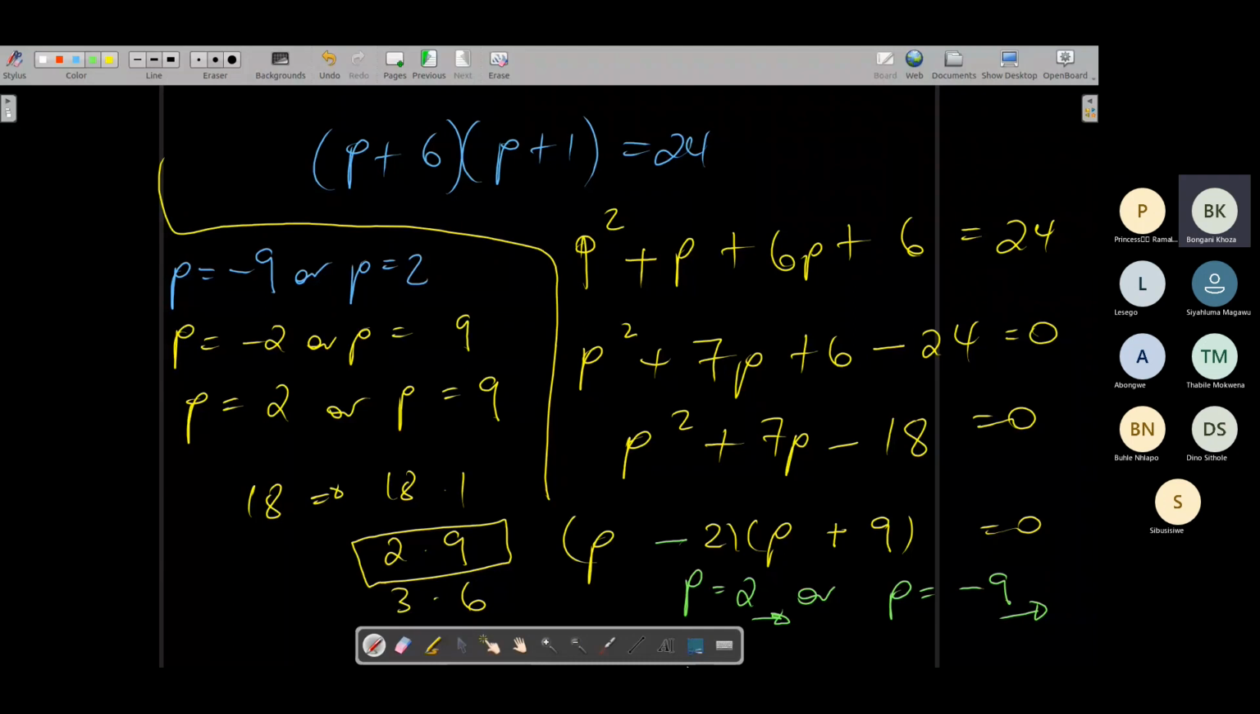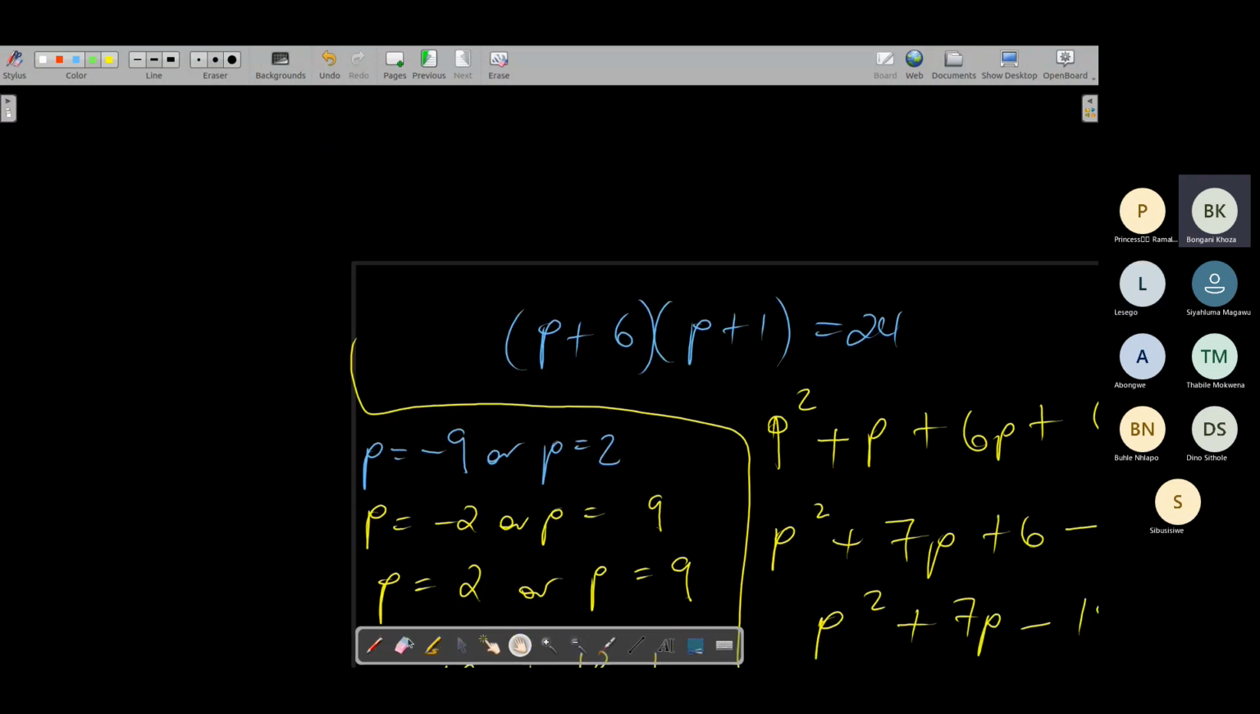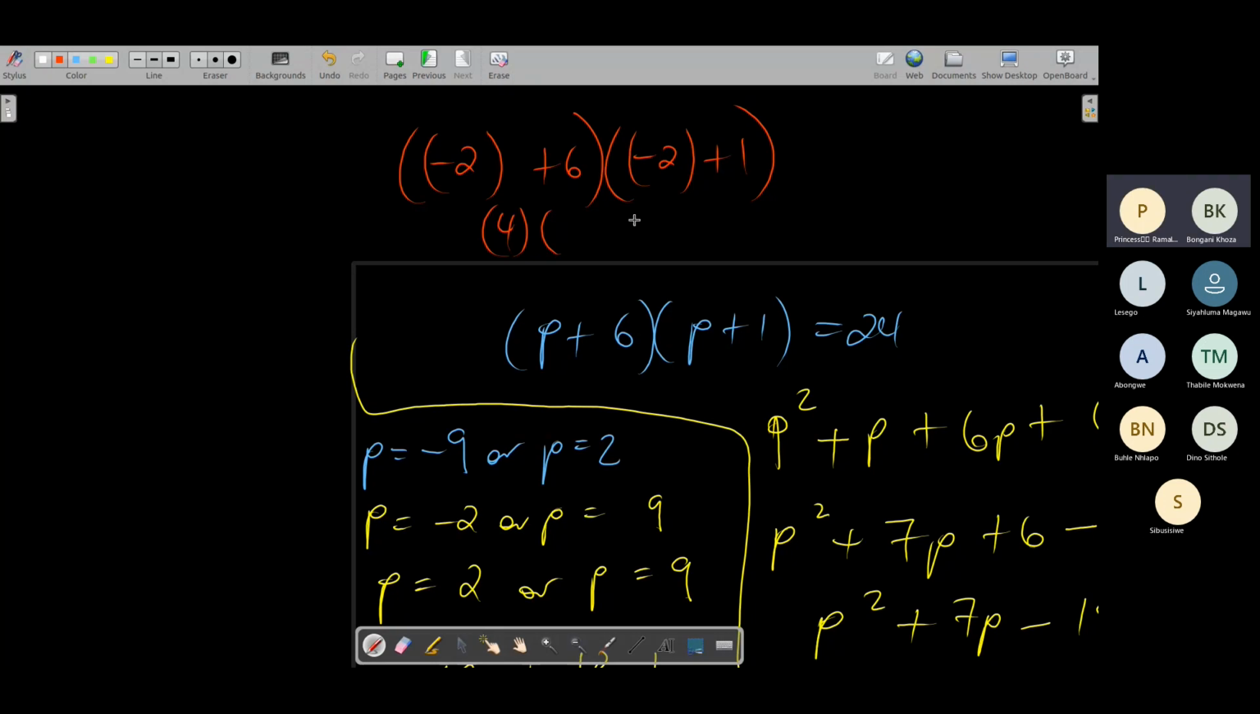If you got -2 and 9, we try and substitute that and see if it will give you 24, which I doubt. Let's see. So if we're going to use -2, we will have -2 here, plus 6, -2, plus 1. So this is just going to give me 4, and this is going to give me 1. So this is just going to be 4. And this is not 24.